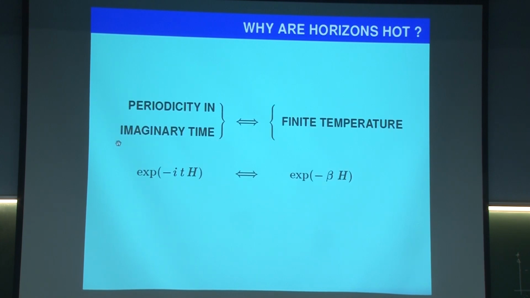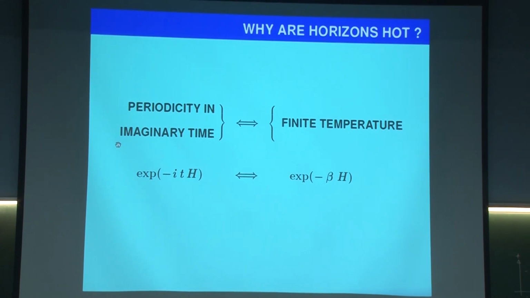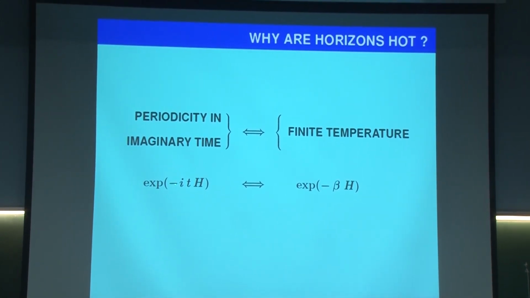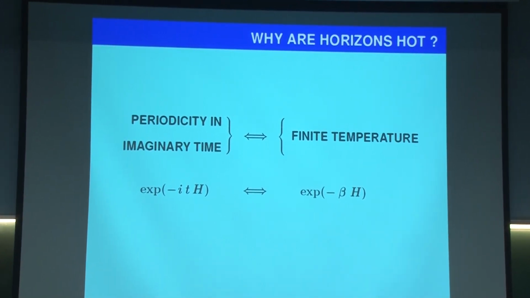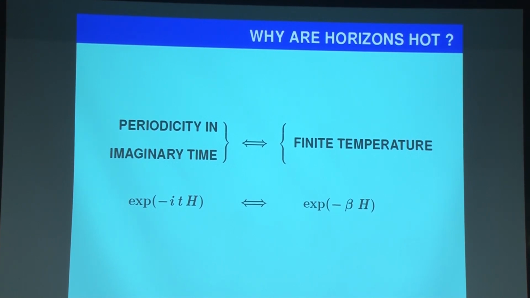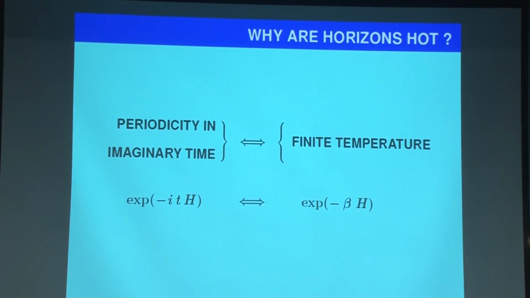Okay. So, I want to explain to you why the horizons are hot, and the basic idea I had already mentioned to you, that in normal quantum mechanics, evolution is given by e to the minus iHt, and when you are talking about thermal physics, you work with e to the minus beta H. So, you see a correspondence between this beta and it. So, if some space time, when you analytically continue to imaginary time, shows periodicity and that period is given by beta, then the inverse of that period will give you the temperature. This is what we will take up in the next lecture.